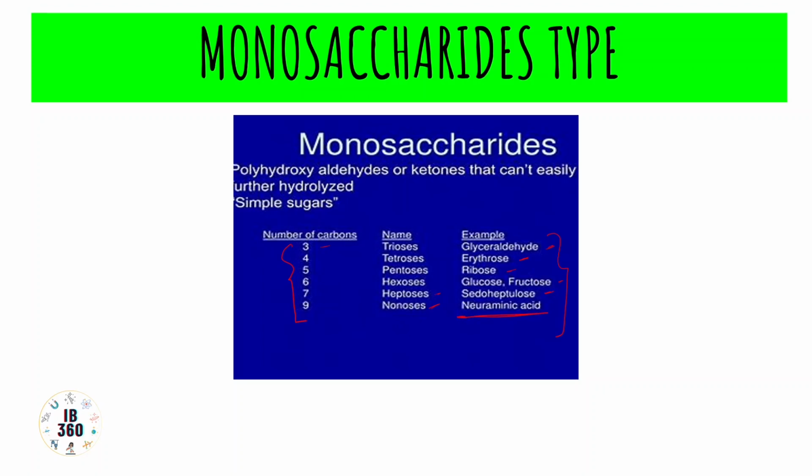Okay, and other than erythrose, we can also have another example over here, threose. Okay, and other than ribose, we can also have another example, which is xylose. And in heptoses, other than pseudoheptulose, we can also have another example, glucoheptose.